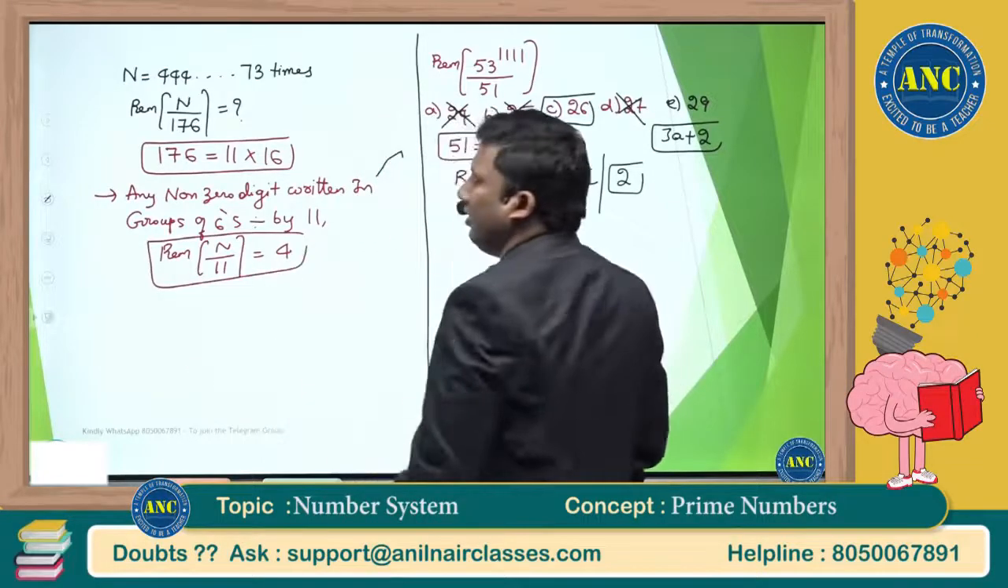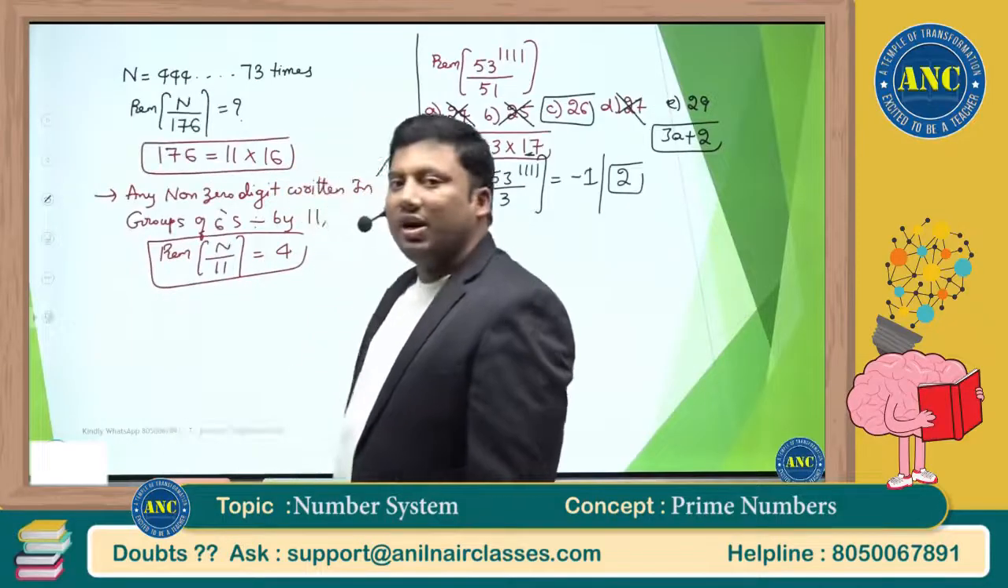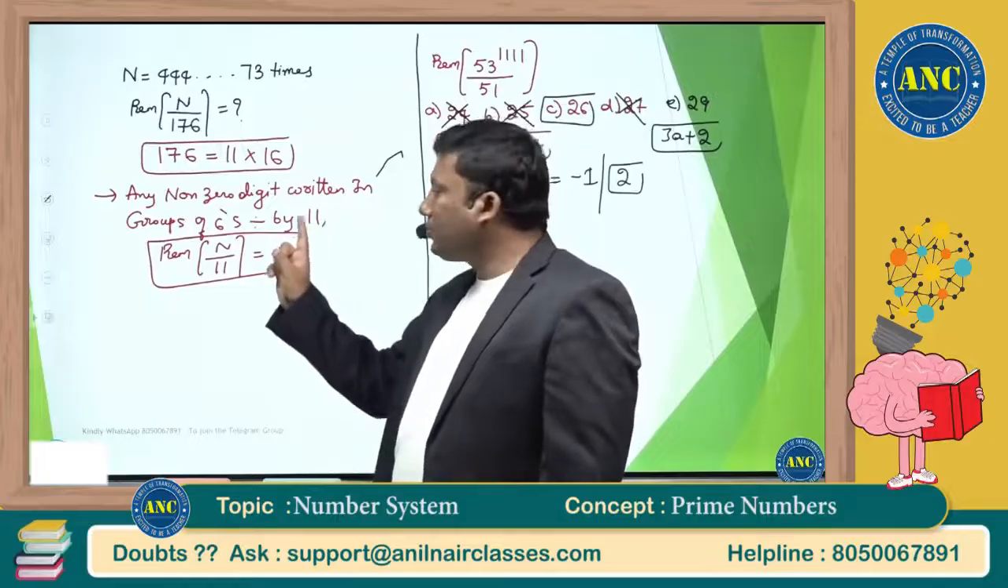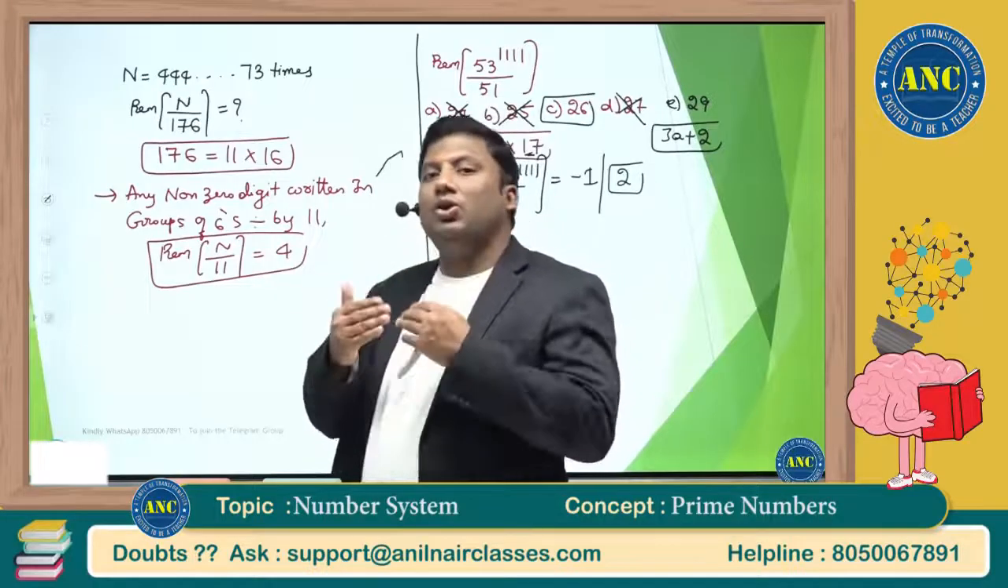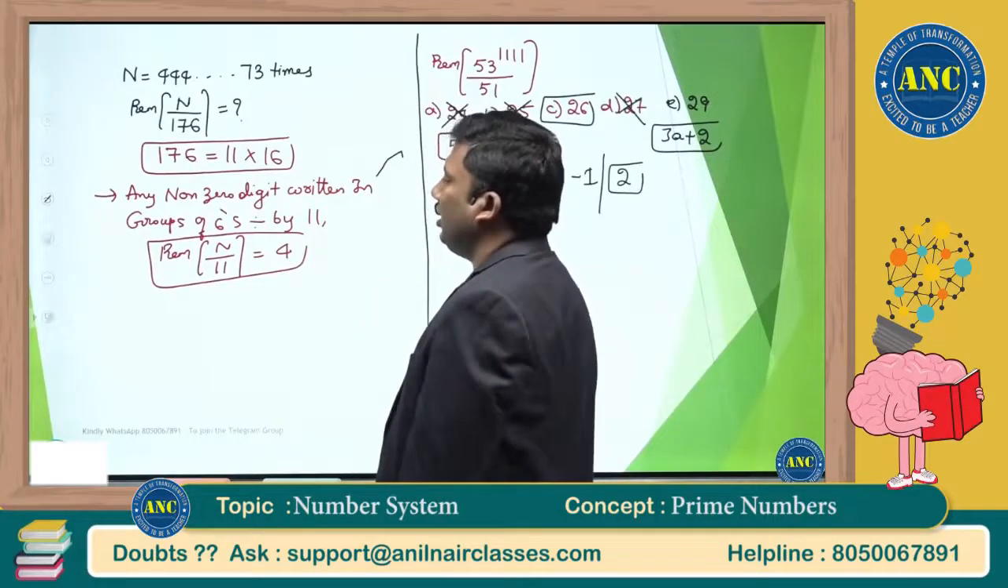Remainder when n is divided by 11 is 4. Any non-zero digit written in groups of 6 is always divisible by 11. 6 times 0, 12 times 0, 72 times 0. One more 4 is left.